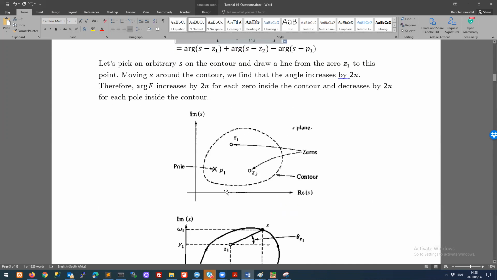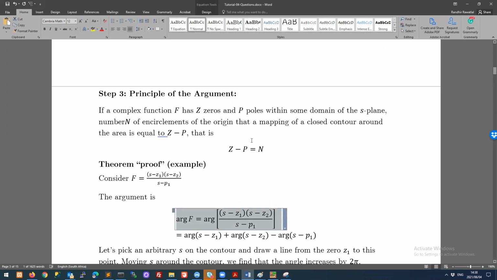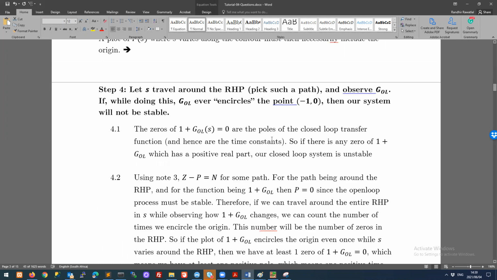So we are picking a series of values of S, and then we observe what happens to G, and the number of times that G encircles the origin will equal the difference between the number of zeros and the number of poles. So this is an important step, right? The principle of the argument. Again, we park that little fact, and we're going to come back to that just now.